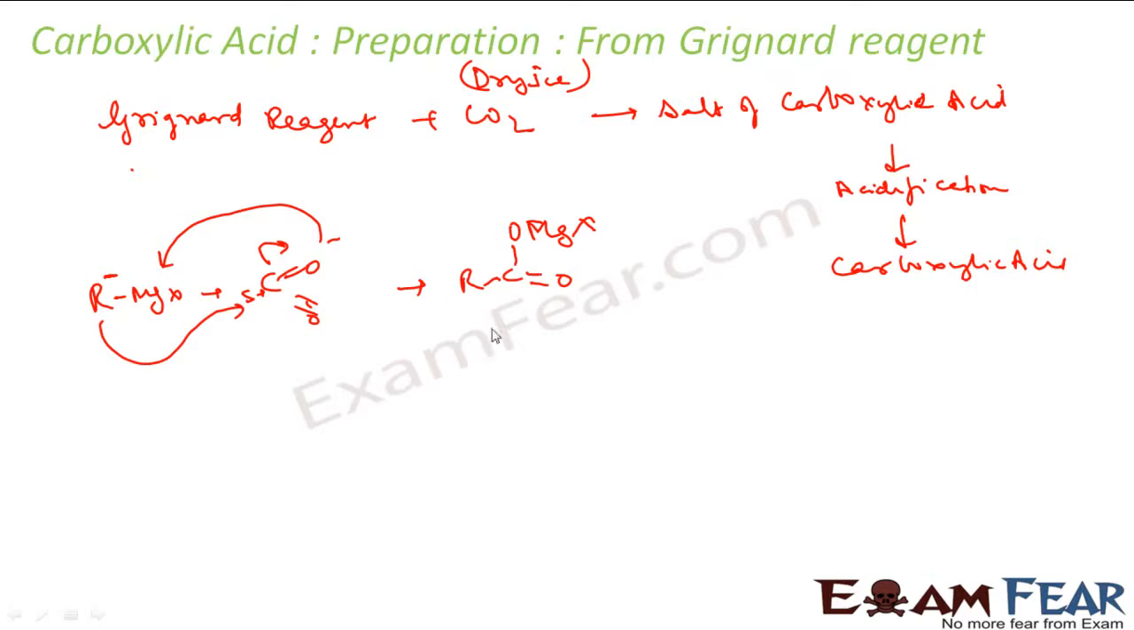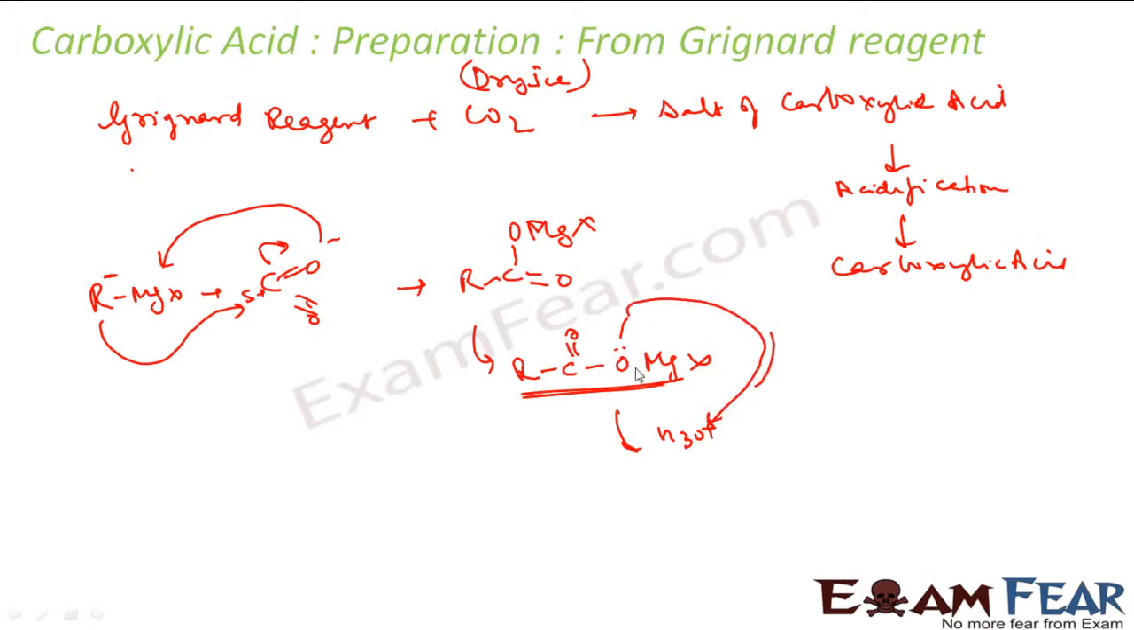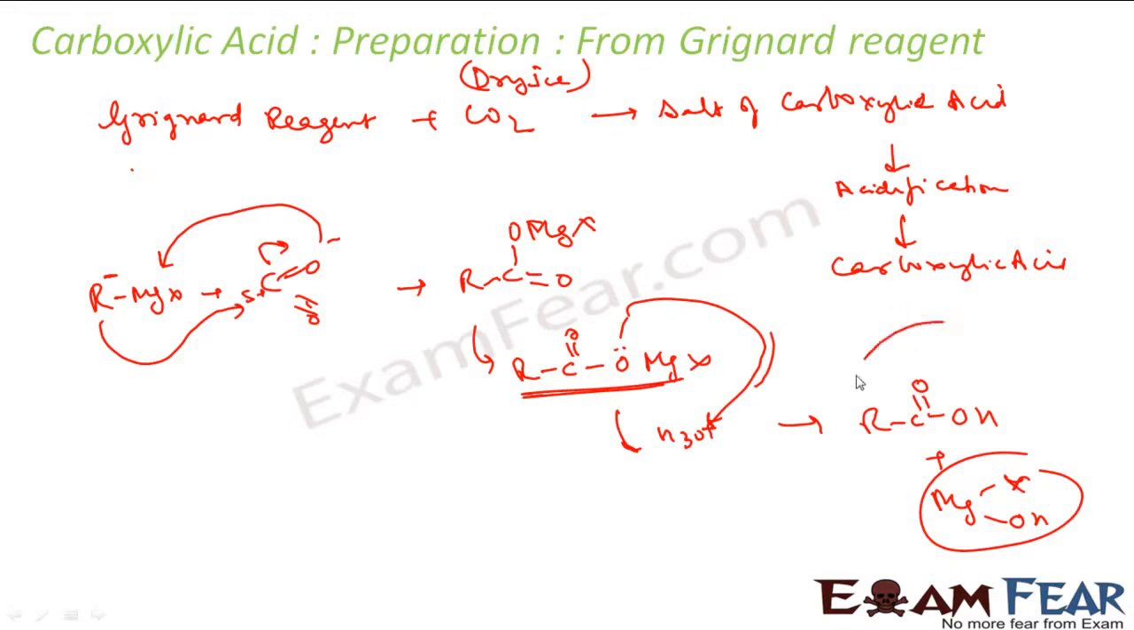If I want, I can write it properly once again. RCOOMgX. Correct? This is nothing but salt of carboxylic acid. On this, you do H3O plus. What happens is this H plus will be attacked by this guy, and this bond will break, and you'll get RCOOH. And this MgX will become Mg(X)OH. This is what you'll get. So here you get final carboxylic acid from Grignard reagent.